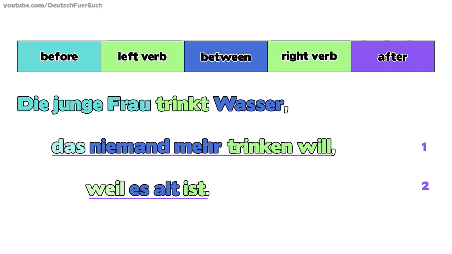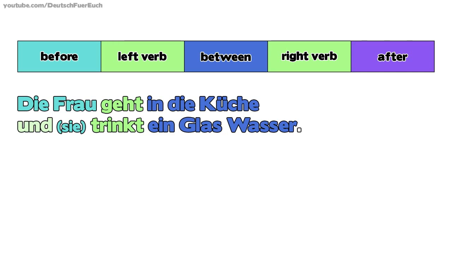So, first sentence. Die Frau geht in die Küche und trinkt ein Glas Wasser. I put the Sie in here and I put it in brackets because it is the same subject, so you don't need to repeat it, but just in case you were confused that we didn't have a subject in the sentence, it is implied. Let's say that. So our after section here is und sie trinkt ein Glas Wasser.